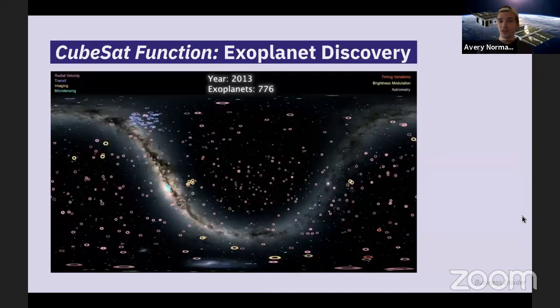But satellites aren't only used to look at Earth, they're also used to look outward and into the galaxy. And one of the emerging functions of CubeSats is actually to discover exoplanets. CubeSats not only image things, but they can also be used as telescopes and actually pick up light from very, very far away stars and other galaxies to help us discover new planets.